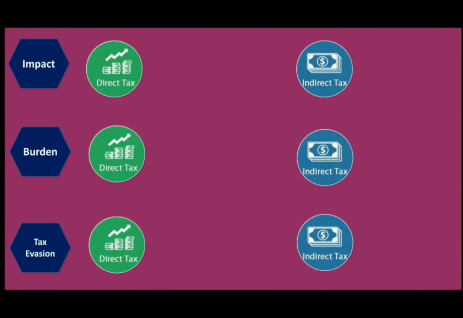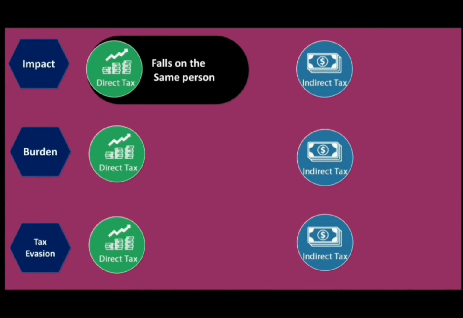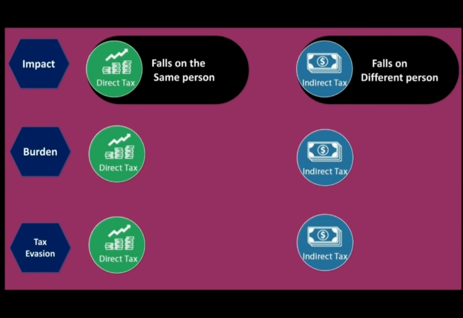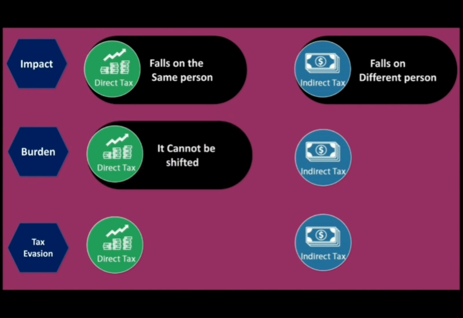The impact of direct tax falls on the same person. It means the tax falls upon the person from whom the tax is collected. In indirect tax, it falls on a different person. It means the tax does not fall on the same entity, because the burden of tax can be shifted by the taxpayer to someone else. The burden of direct tax cannot be shifted because these are largely taxes on income or wealth.